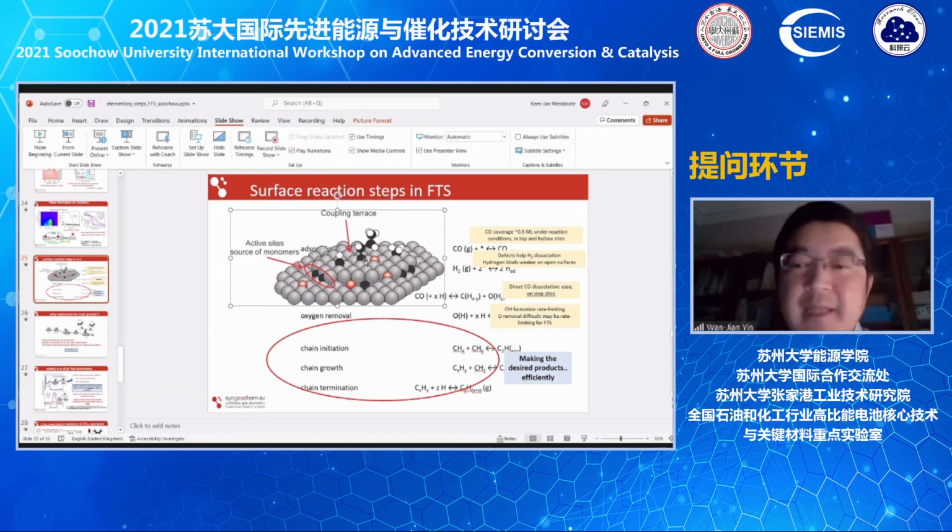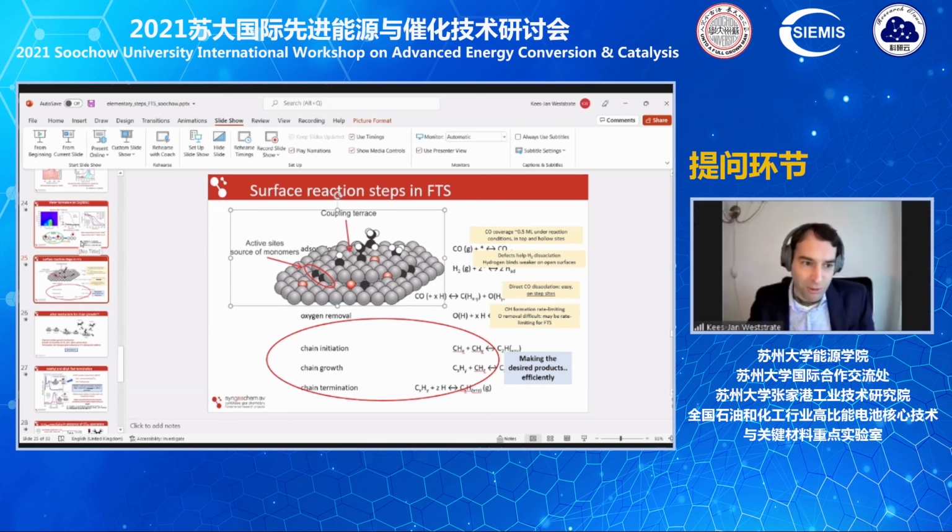Okay, so the next question is: why is carbon monoxide involved in the reaction? How does carbon monoxide promote the reaction? Yes, of course carbon monoxide is there in the beginning. You want monomers, so you need to dissociate the carbon-oxygen bond, the CO molecule, to create your carbon. So this is the beginning.